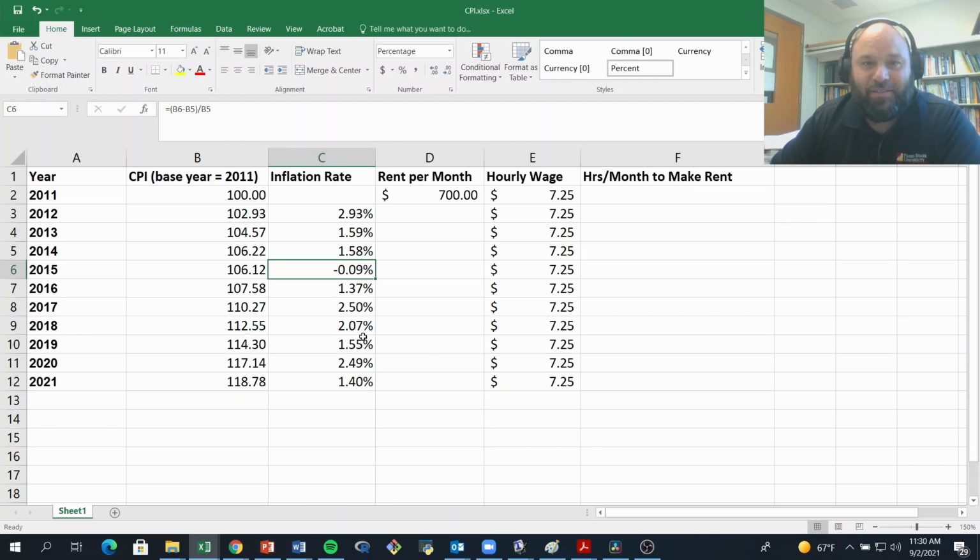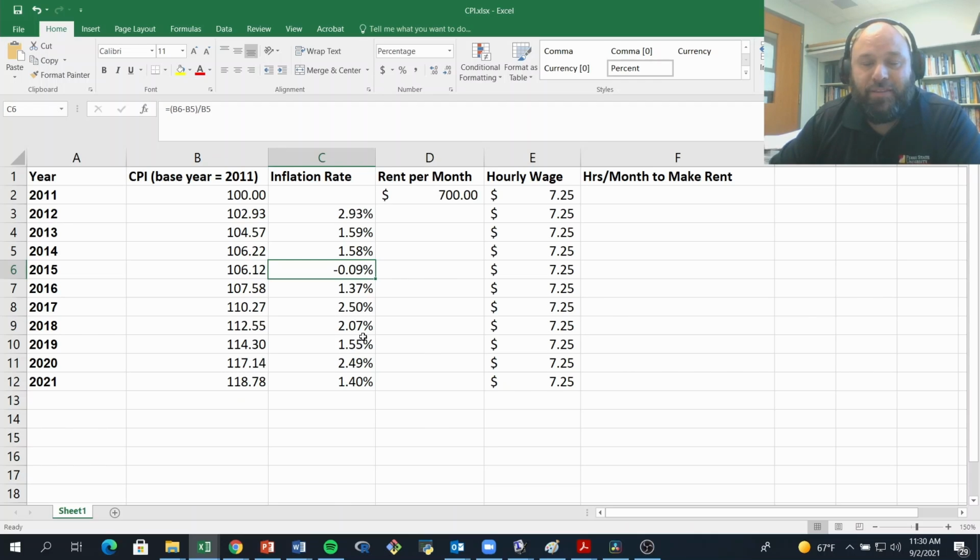How does this affect our lives? Well, prices are going up, so that means the purchasing power of what we earn goes down, unless what we earn keeps up with inflation. So let's look at an example where in 2011 our monthly rent was $700. We're working minimum wage, that's $7.25 an hour, and that hasn't changed. That went into effect before 2011 and is still the minimum wage today federally, although in many states it's higher. For example, here in Michigan, if it's not $10, it's very close.